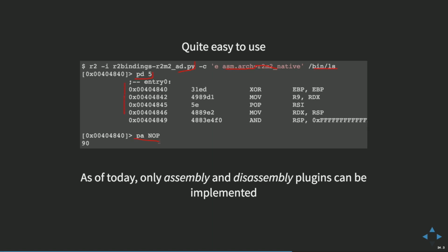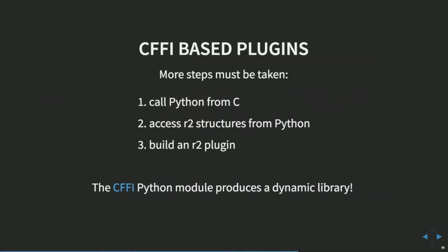So it works. However, there is an issue because today there are only assembly and disassembly plugins that can be implemented. So it means that at the end, you only get something just a little bit nicer than objdump. There is no way you can get the call graphs. There is no way you can get the instruction semantics by implementing this assembly and disassembly plugin. So in order to implement the other plugins called AE for analysis and ESIL, ESIL that's the R2 expression language, I needed to do something else, and I'm not really proud of that, but the idea was to call Python from C.